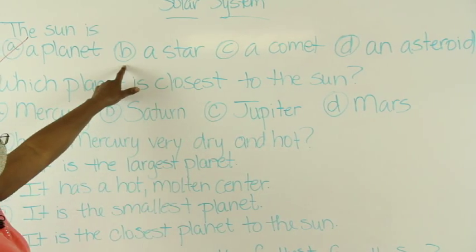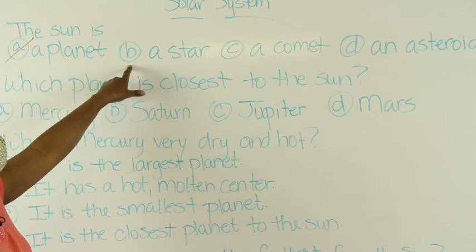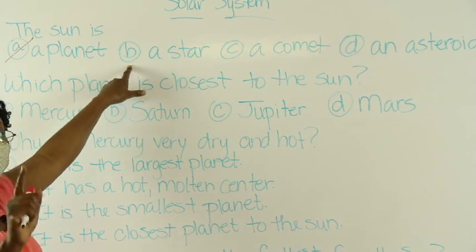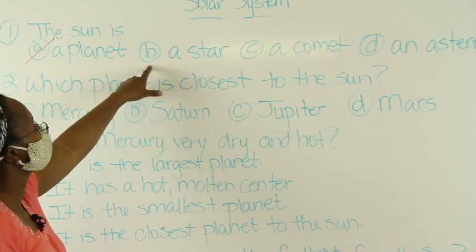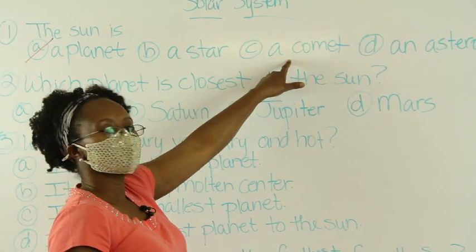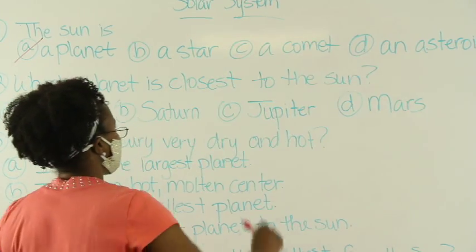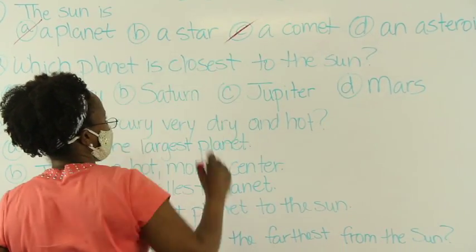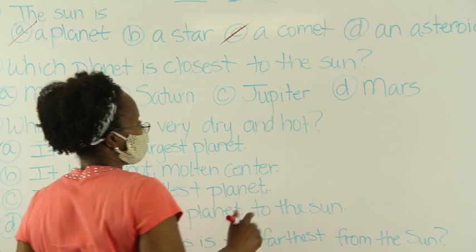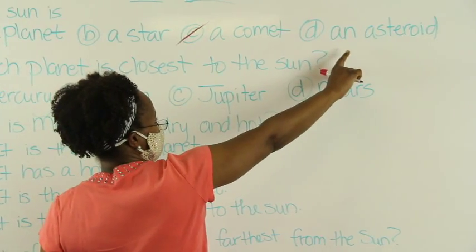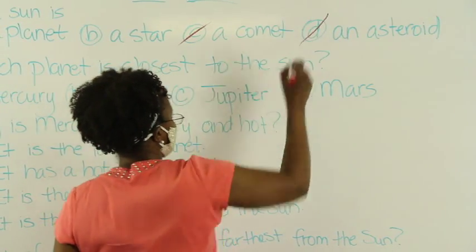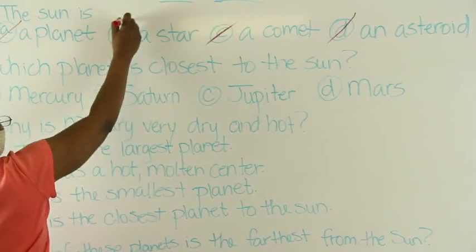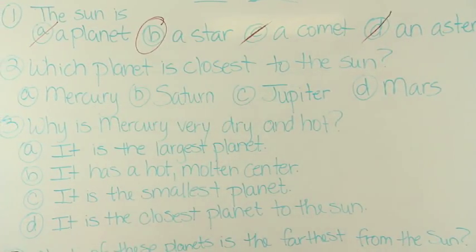Is the sun a star? Right now that seems to be the best answer, but of course we're going to read all of the answer choices. Is the sun a comet? It's not a comet. That's a heavenly body, but it's not. Is it an asteroid? It's not. So our answer is going to be star. That was a pretty simple one.